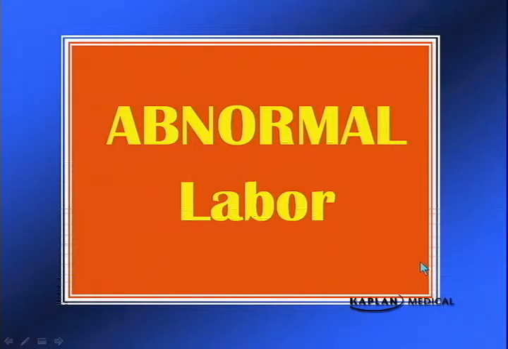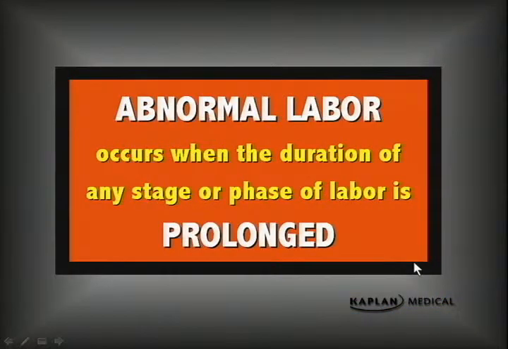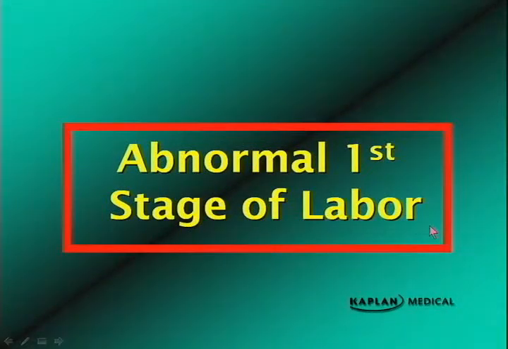Let's look now at abnormal labor. We've looked at the normal upper limits. Now we can define what is abnormal. Abnormal is basically when the duration of any stage or phase is prolonged over what it should be. Let's look at the first stage of labor.